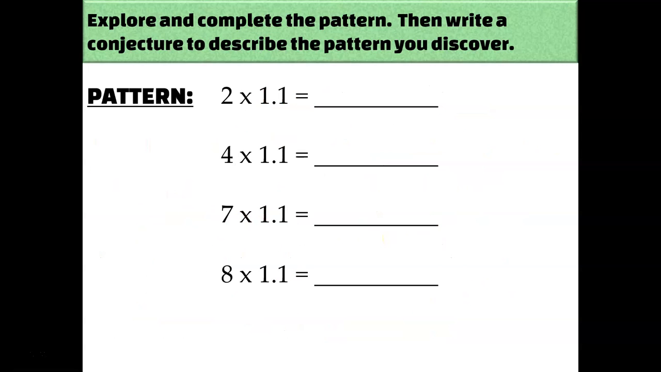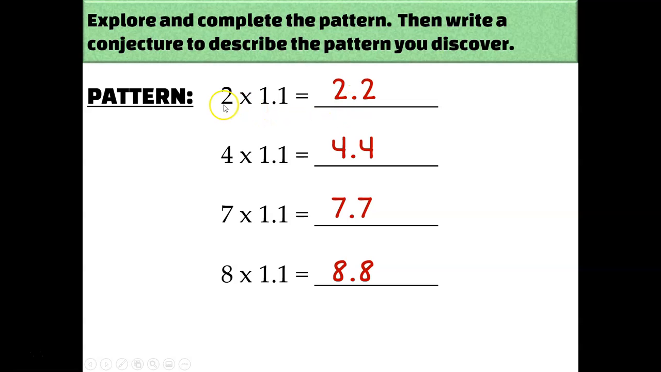Let's try another one. 2 times 1.1, 4 times 1.1, 7 times 1.1, 8 times 1.1. What do you get when you multiply each of these? You get 2.2, 4.4, 7.7, 8.8. So let's write a conjecture to describe this. First, I have to say my hypothesis. What am I doing each time? Well, it looks like I've got 1.1 for all of them. So if I multiply 1.1 times a number, okay, so that's my hypothesis. Then what do I get as a result? How do you describe what happened here in relationship to your hypothesis?